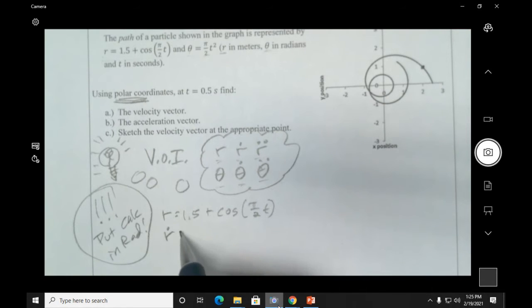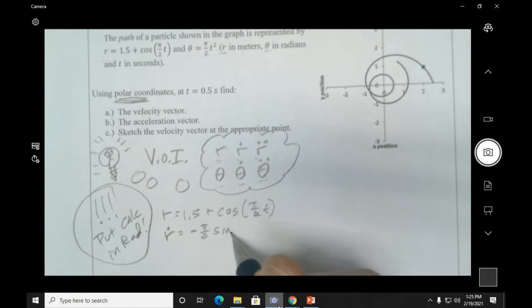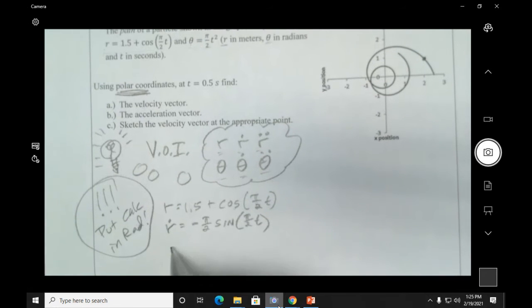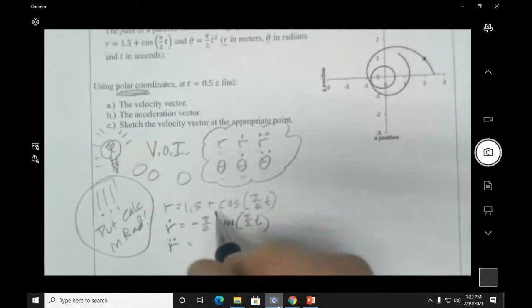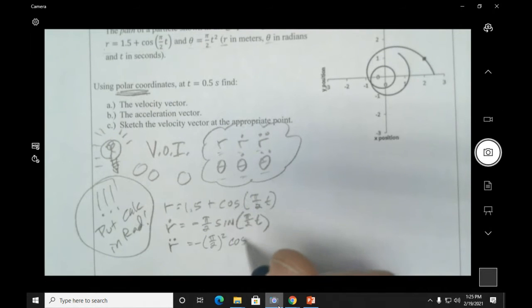So then we take it, well, what is r dot? The 1.5 is nothing, right? That's going to be negative sine, right? Times the stuff that's on the inside. So it's negative pi over 2 sine pi over 2 t. We say this one is still going to be negative, but now I'm going to take the stuff on the inside again. Pi over 2 squared cosine pi over 2 t.